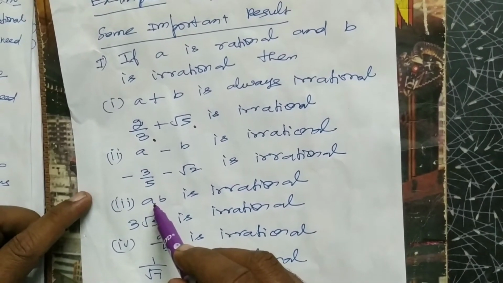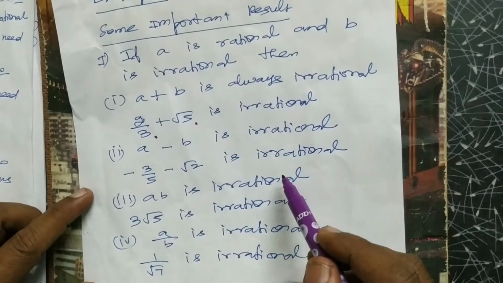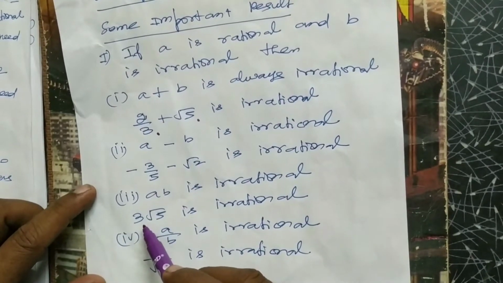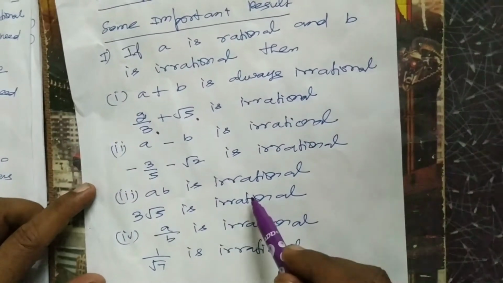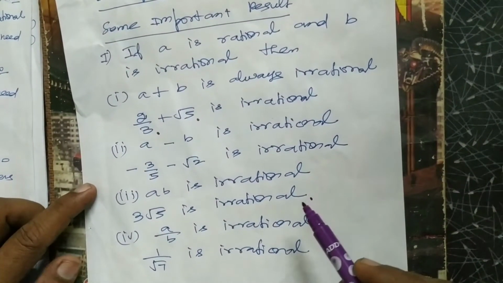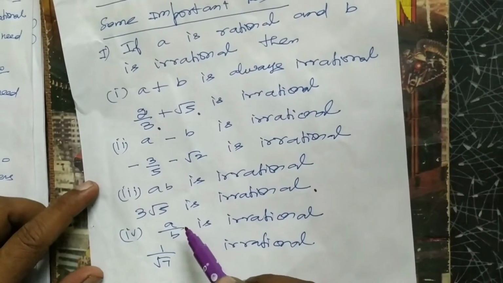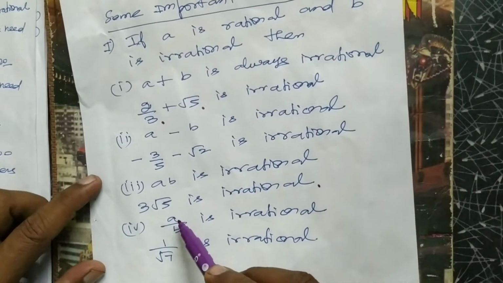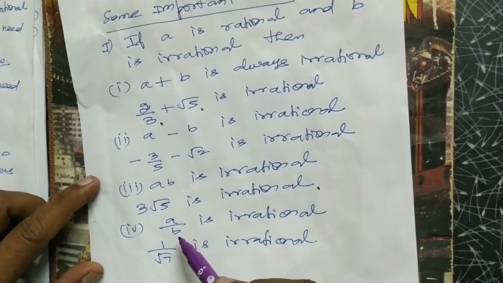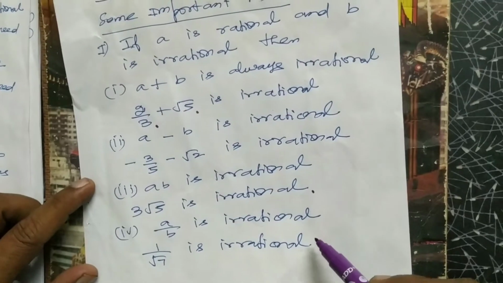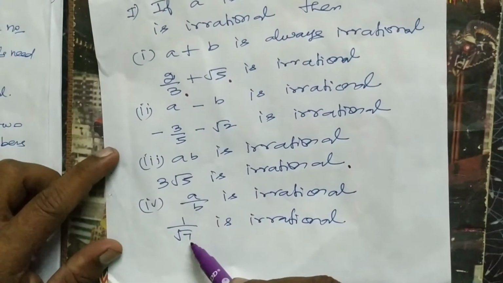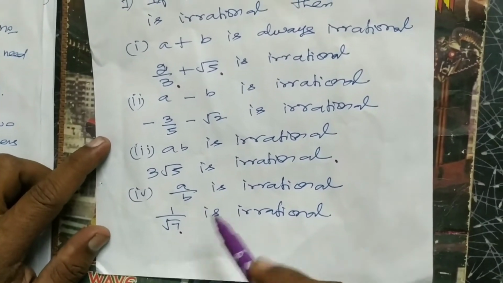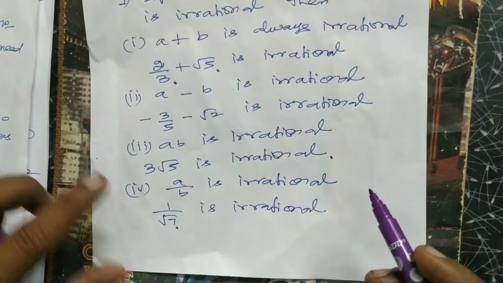The product of a rational number and an irrational number is always irrational. 3 is rational, root 5 is irrational, 3 root 5 is irrational. The quotient of a rational number and an irrational number is always irrational. 1 is rational and root 7 is irrational, therefore 1 by root 7 is irrational.